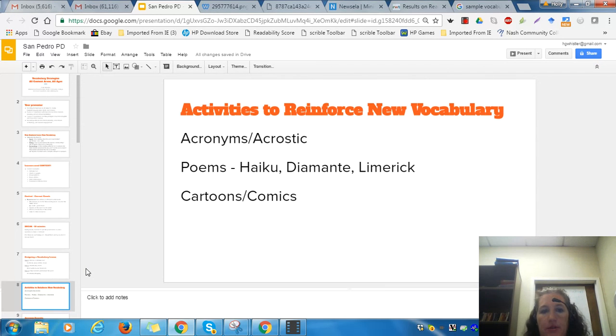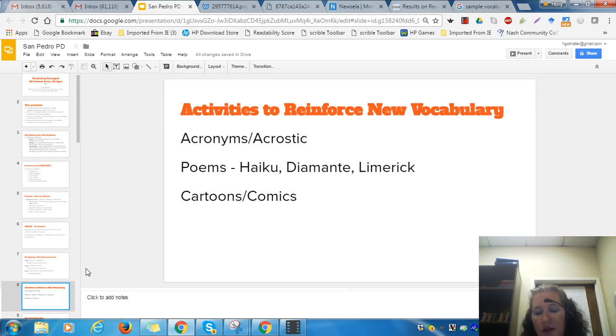Now, as you learn vocabulary, there are other activities to reinforce this new vocabulary. So now that students have an idea and understand it, you can identify those words with which students are struggling. And so these are activities that can help students understand their new words.